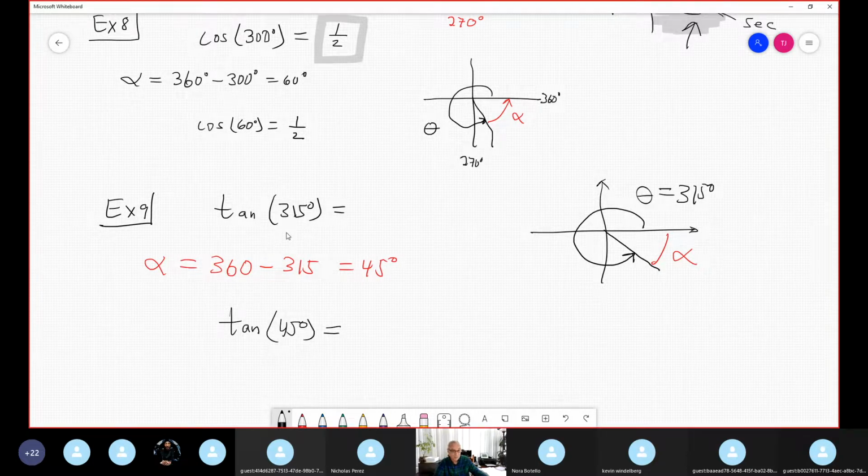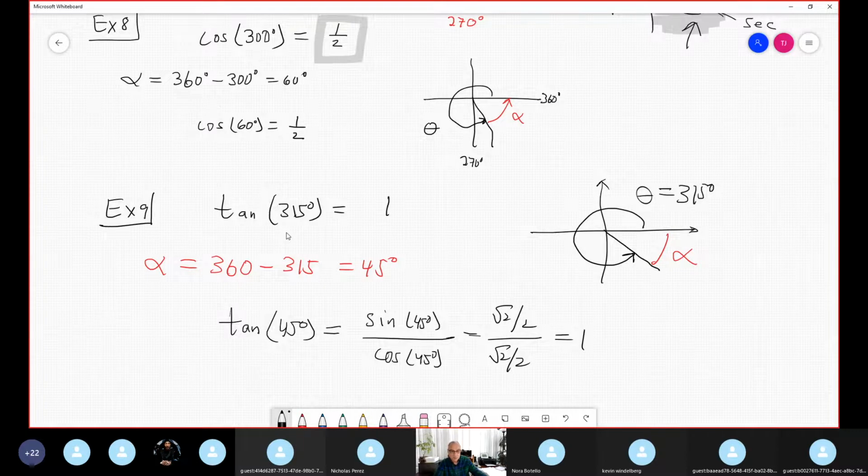Tangent 45 degrees is sine 45 degrees divided by cosine 45 degrees. This is radical 2 over 2, and this is radical 2 over 2, it's the same. It's 1. So the value is 1, but I don't know if it's positive 1 or negative 1. What do you think? Negative. Because the only trigonometric functions that are positive in the fourth quadrant are cosine and secant.